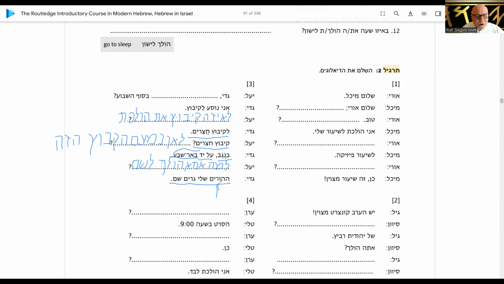Gadi says, Hahorim Shali Garim Sham. So my relatives. Hahorim Shali Garim Sham. My parents live there. ההורים שלי גרים שם. Okay, so my parents live there. All right, so that was the best I could do with that. Let's see what the answer key is for number 3.